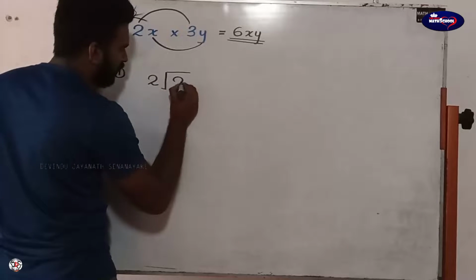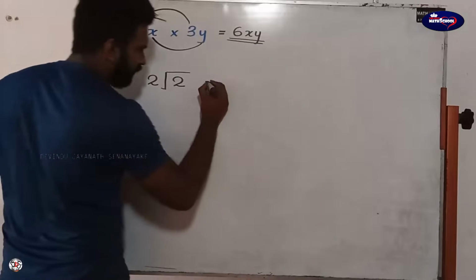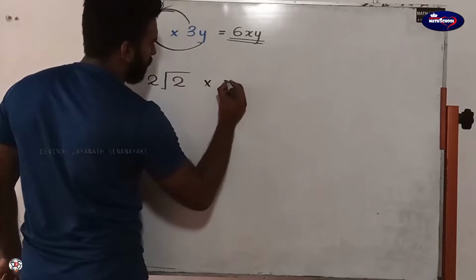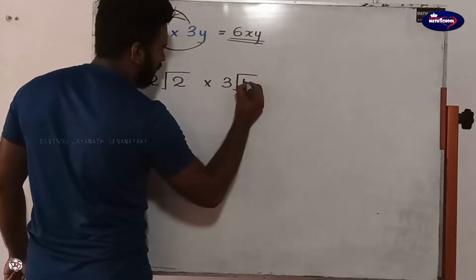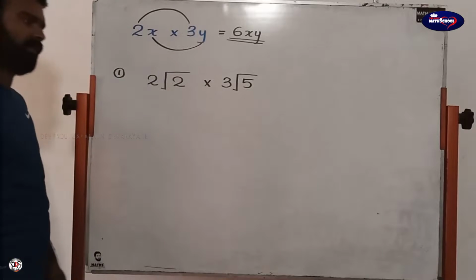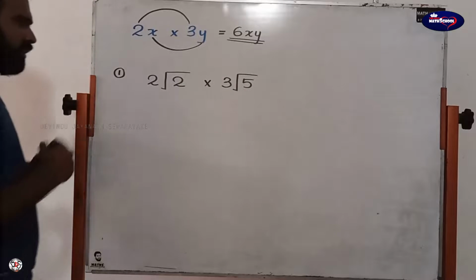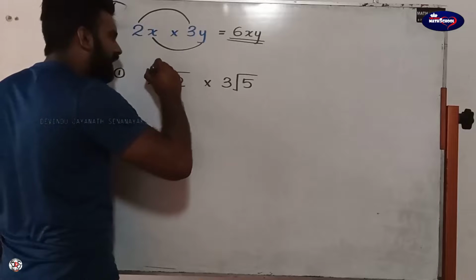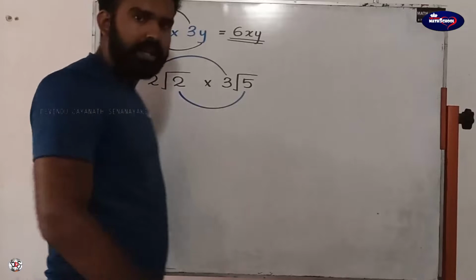2 into square root of 2 into 3 square root of 5. If you have something like this, right, you should separately multiply the rational numbers and the irrational numbers.